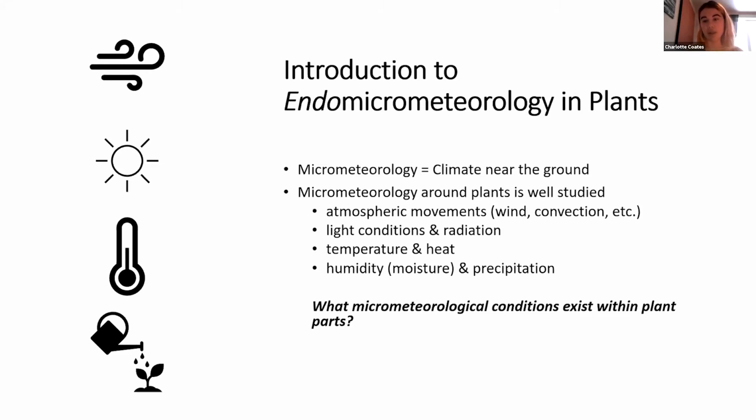These aspects of meteorology are all well studied in agricultural systems, and we're seeing the trend moving towards precision agriculture to increase the accuracy of the data collection of these different parameters. Our project actually aims to answer the question of what micrometeorological conditions exist within plant parts. We know that these conditions exist on the outside in the ambient environment, but how do the internal conditions actually then affect the plant's growth and reproduction?